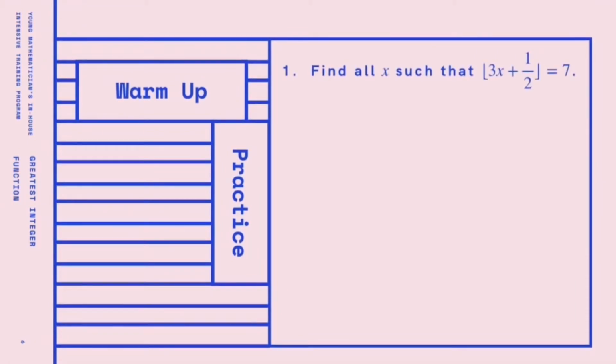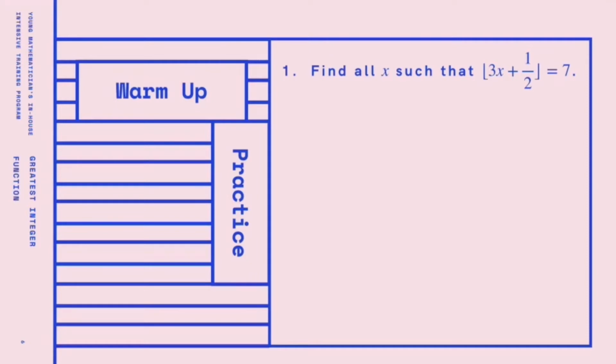Let's start with the warm-up practices. Number 1. Find all x such that the greatest integer function of 3x plus 1/2 is equal to 7. You can try the problem first, and when you're ready, continue watching the video for a solution. So, how do we solve an equation involving the greatest integer function?